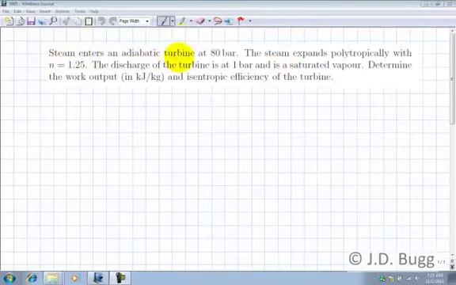Steam enters an adiabatic turbine at 80 bar. The steam expands polytropically with n equals 1.25. The discharge of the turbine is at 1 bar and is a saturated vapor. Determine the work output and the isentropic efficiency of the turbine.